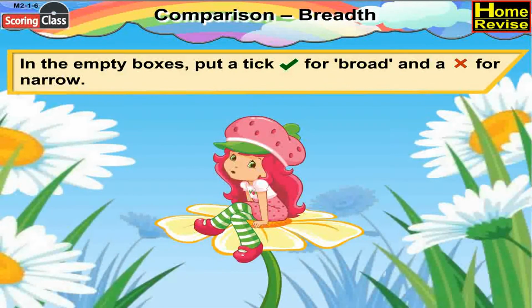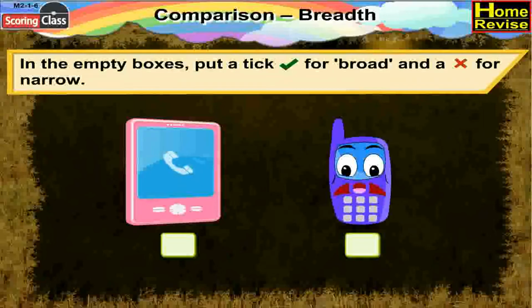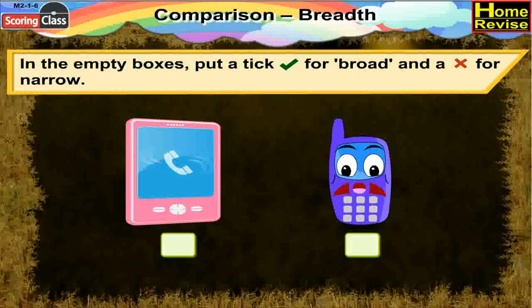In the empty boxes, put a tick for the broad and a cross for narrow. In the first picture, we have two cell phones, mobiles. They do fascinate you, right? Well, if you notice the first mobile, you are right, it is broad. So put a tick for the first mobile. And the second mobile is narrow, so put a cross for the second mobile.